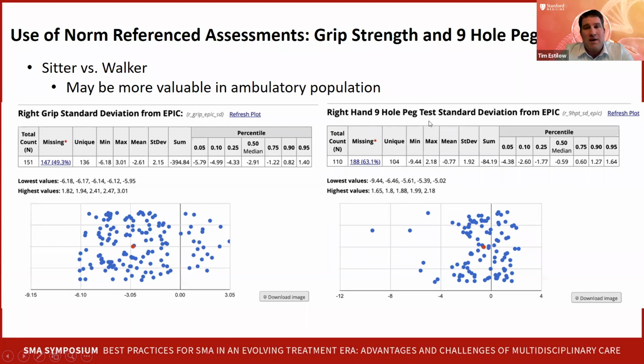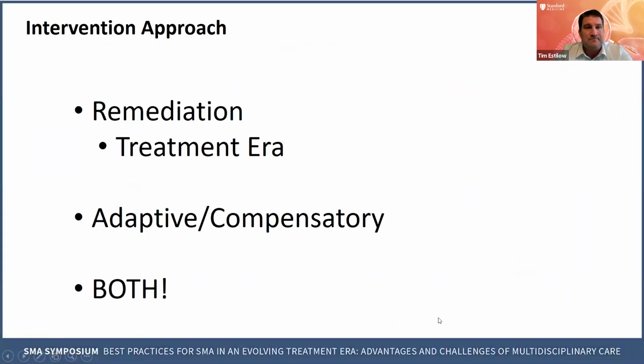9-hole peg test as well. So again, as a group, you can see kids with SMA are just slightly below average. So the distal hand skills and the fine motor skills in this population are pretty much intact. There's still variation, again, the x-axis shows the z-score. So there's still variation in how they perform, but still a good measure, approximating normal and something that we can look at to capture their change over time.